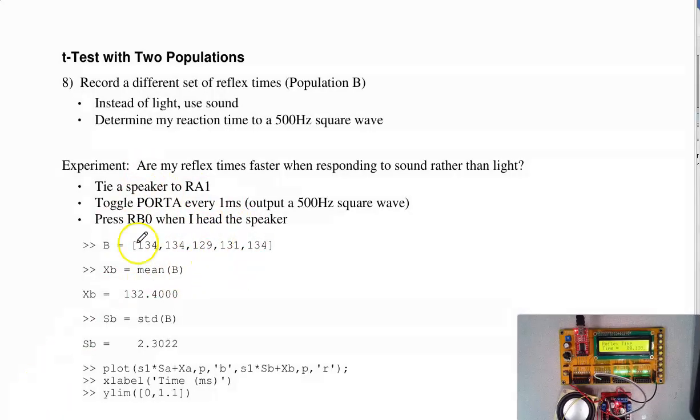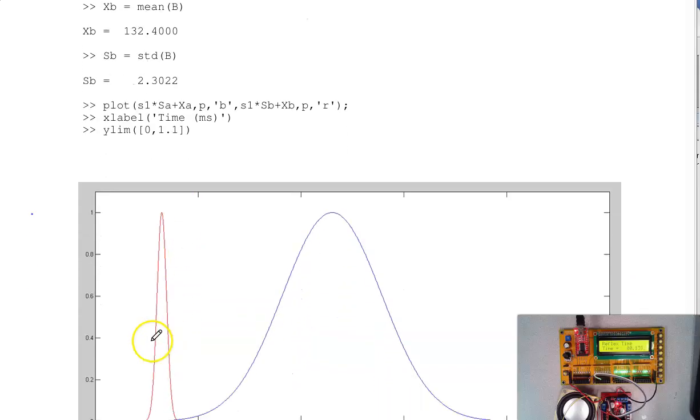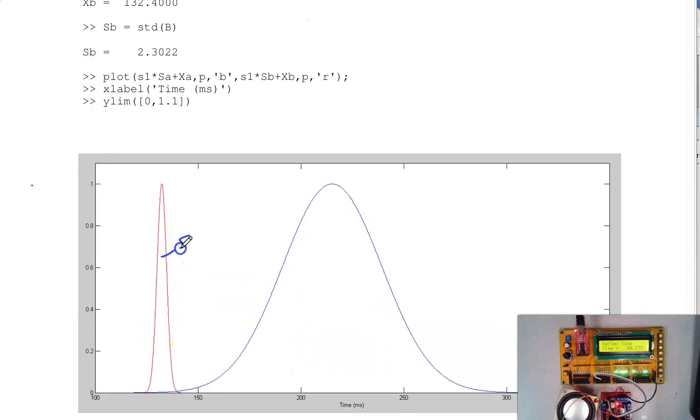When I did that, I ran the experiment 5 times. Here's what I got. The data's got a mean, standard deviation. Here's what the data looks like. So this is sound. This is light. Once I have those two data sets, I can start answering questions. What's the probability that in any given trial, I will respond to sound faster than light?